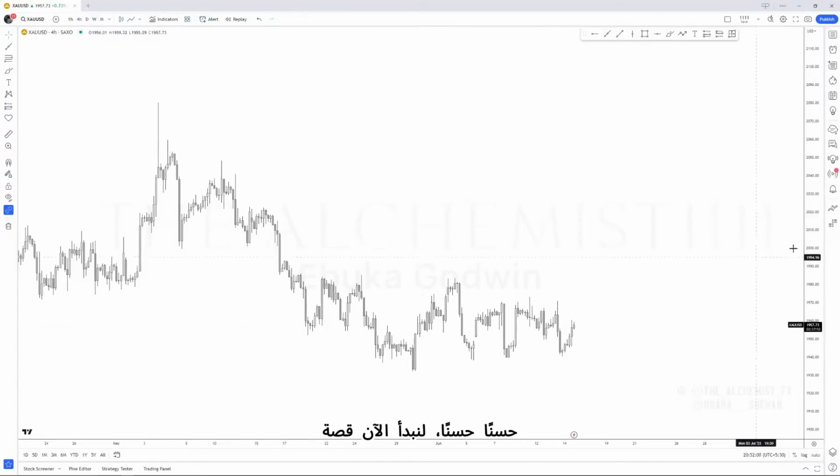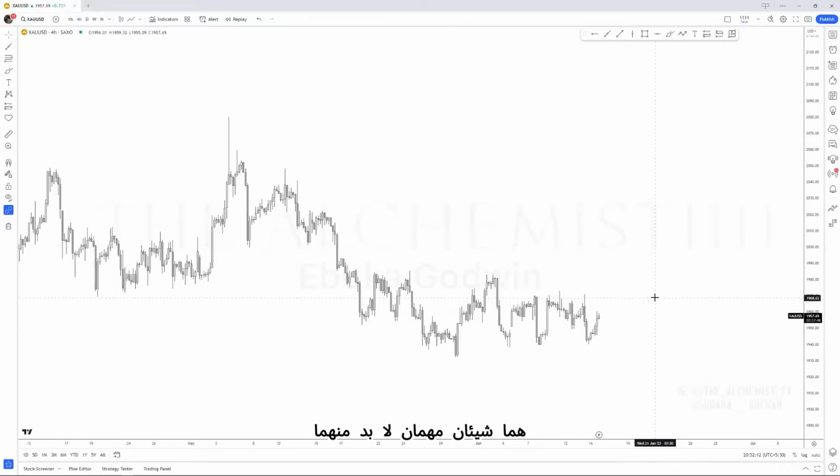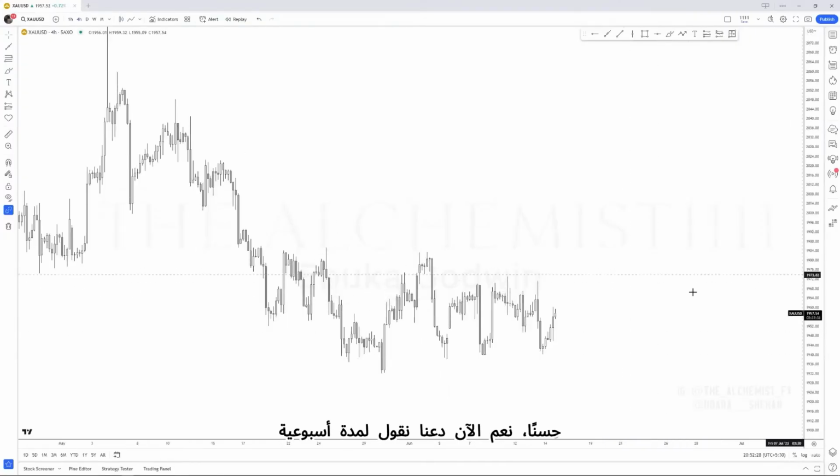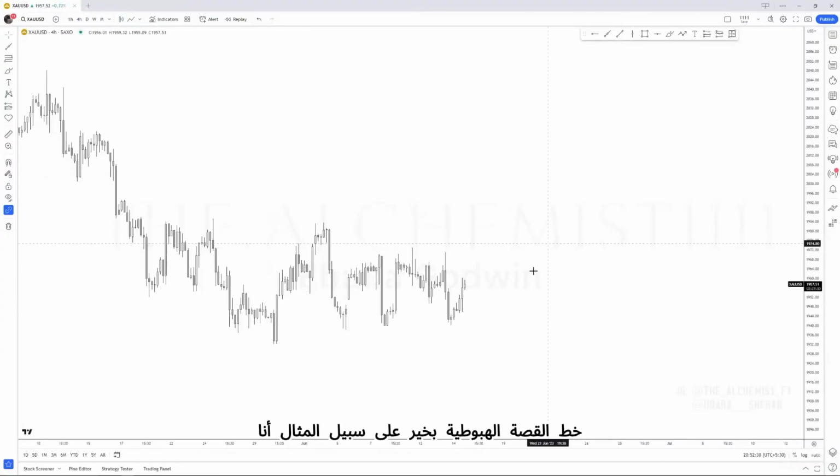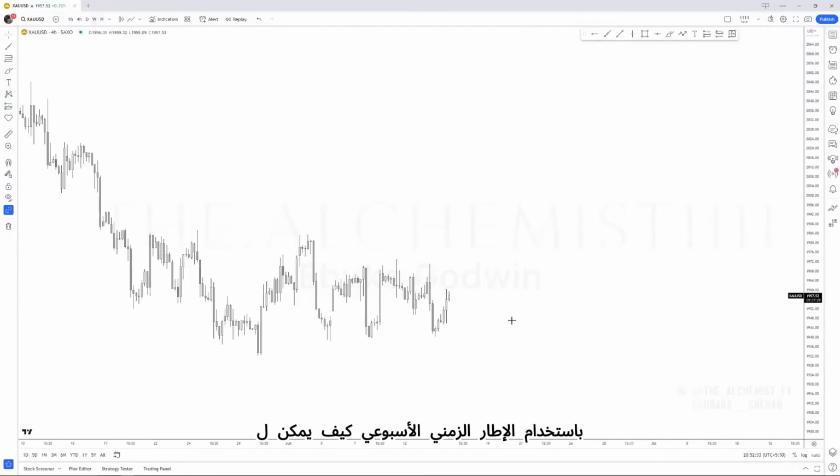Let's start. For a storyline to start, there are two important factors you need to take into consideration. If either one of them is missing, there are no storylines. Simple, there's nothing else to it. Now, for a weekly bearish storyline, for example, I'm using the weekly time frame. How does a weekly bearish storyline start?